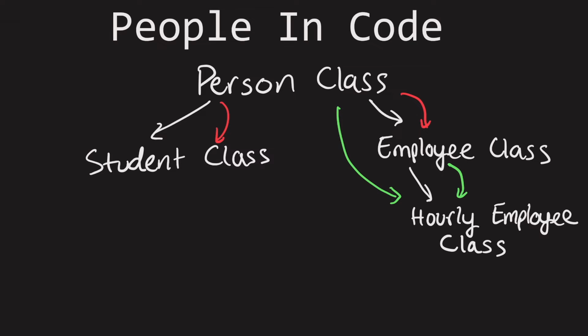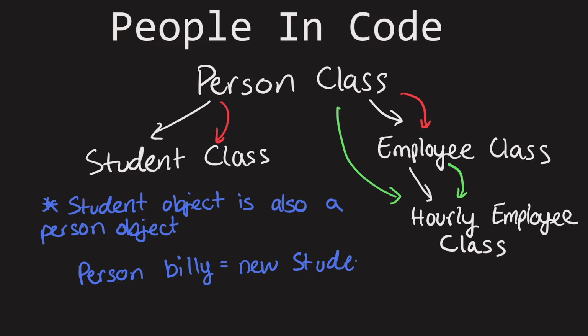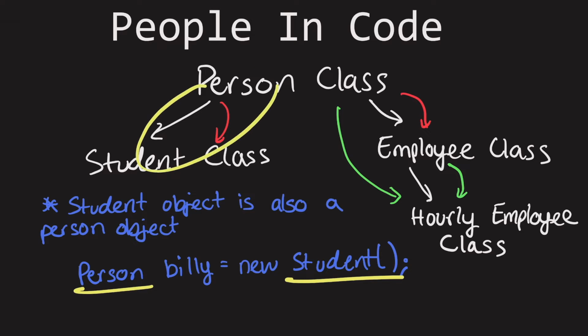So, a student and employee can do everything that a person can, but a student can't necessarily do the same things as an employee and vice versa. One thing to note is that subclasses are a form of the parent class. So, a student object is also a person object. That means we can create objects like this. Say we wanted to make a person named Billy. We could set it equal to a new student using the student constructor. This is because of the same relationship we established up here.